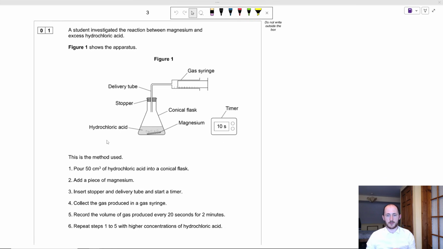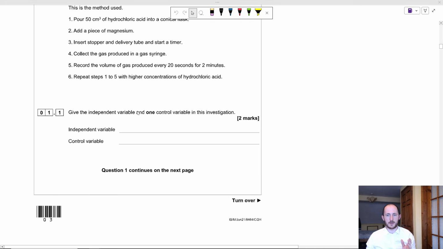Then what they're going to do is the same thing with higher concentrations of hydrochloric acid and see what happens. Does the rate of reaction increase, decrease, or stay the same? Who knows? Now, this tends to be one of the first questions in these kinds of experiment questions: the independent versus the control variable.